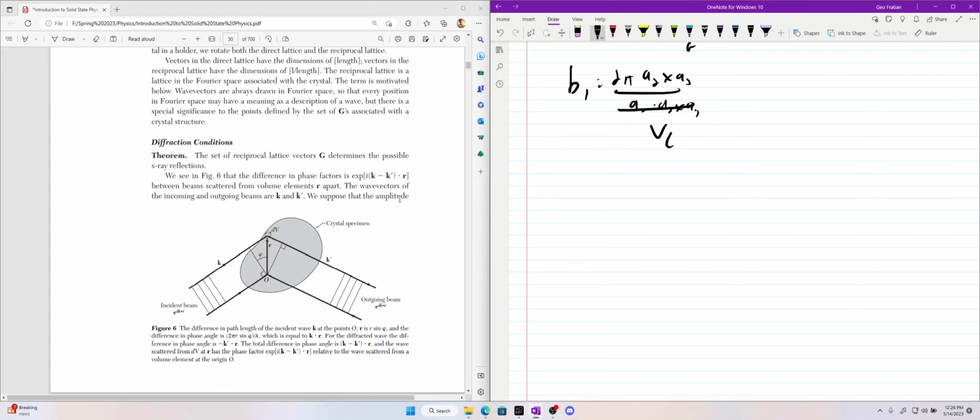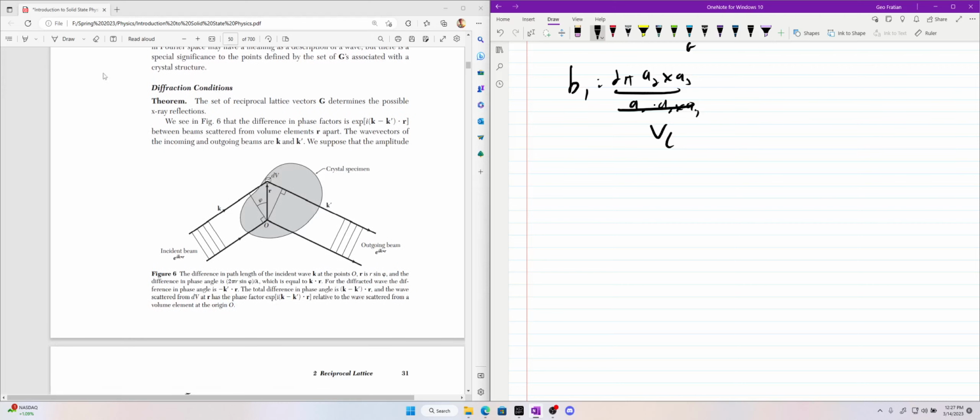So let's look at a theorem for diffraction conditions. The set of reciprocal lattice vectors G determines the possible X-ray reflections, which means that if we don't have a reciprocal lattice vector at a certain point, we should not see an X-ray reflection there. So we see in figure 6, this is figure 6, that the difference in phase factors is e to the i (k minus k prime) dot r.